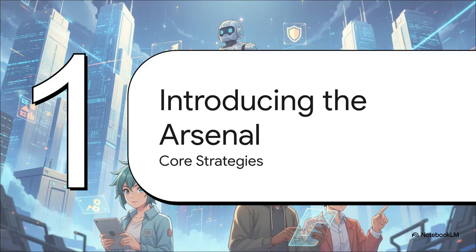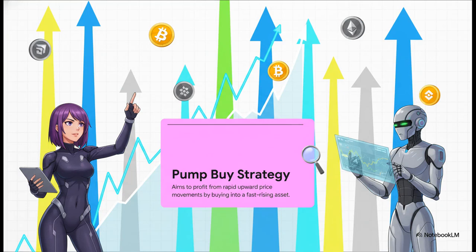Okay, so we know why this thing is a beast. Now let's check out the actual tools in its arsenal. BinanceBot gives us 3 core trading strategies to choose from. First on the list is the pump buy strategy. Think of this one as the sprinter. It's all about speed and momentum. Its entire job is to spot an asset's price suddenly spiking, that big green candle, and jump on board to ride that wave for a quick profit.